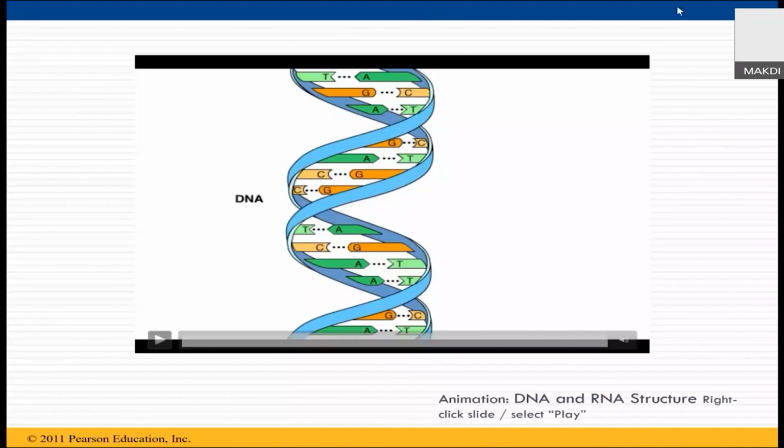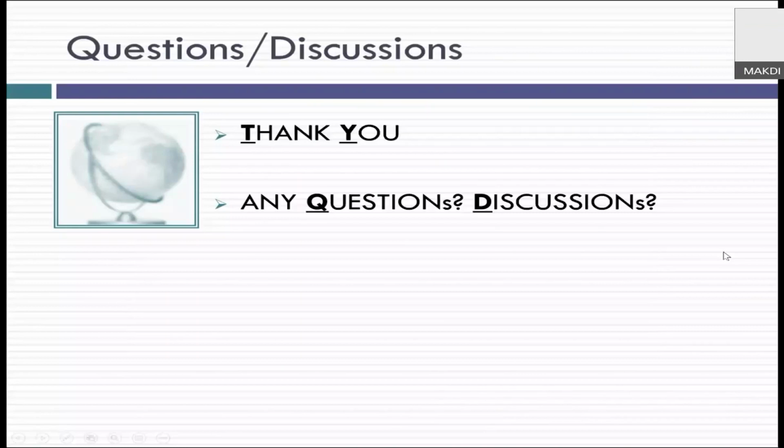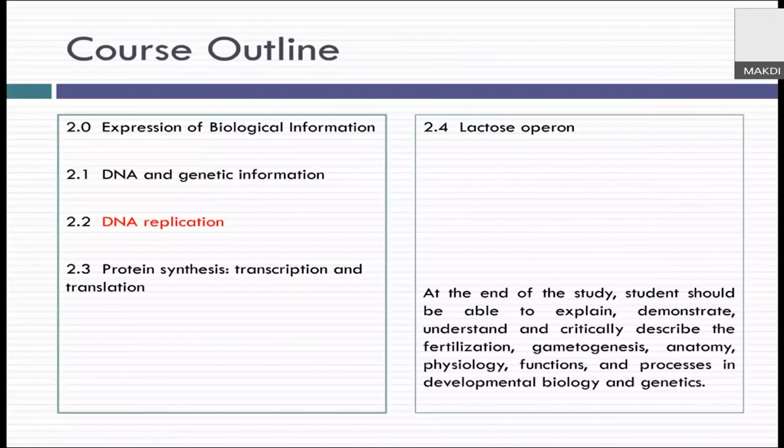Okay, so that is the DNA structure. Okay, we move on to the DNA replications.